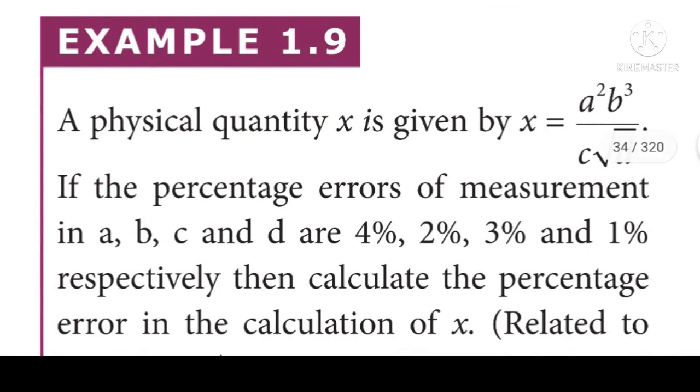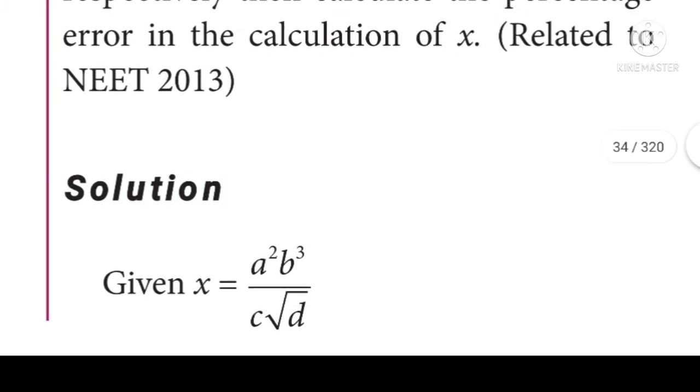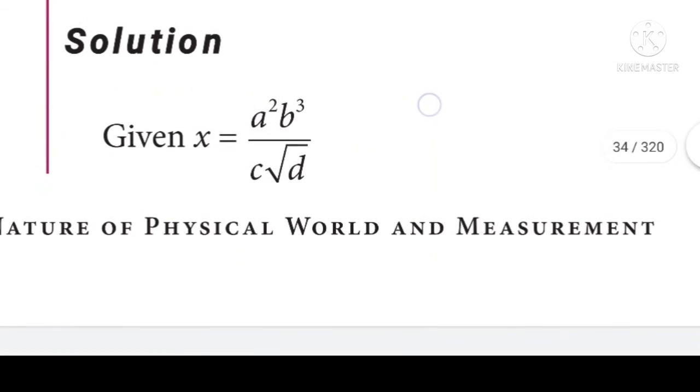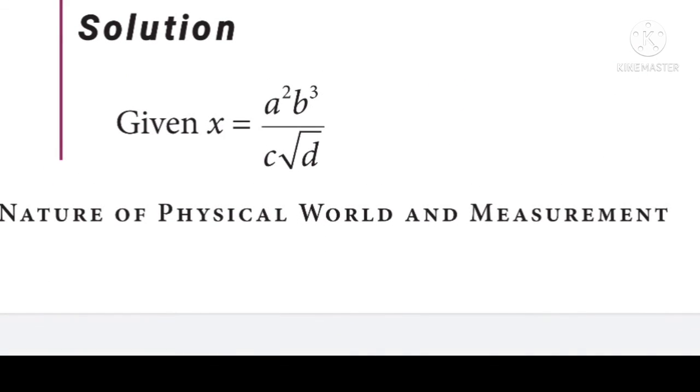Look at example 1.9. A physical quantity x is given by x is equal to a squared b cube divided by c root d. If the percentage errors of the measurement in A, B, C and D are 4%, 2%, 3% and 1% respectively, then calculate the percentage error in the calculation of x. Look at the solution. The given expression is x is equal to a squared b cube divided by c root d.